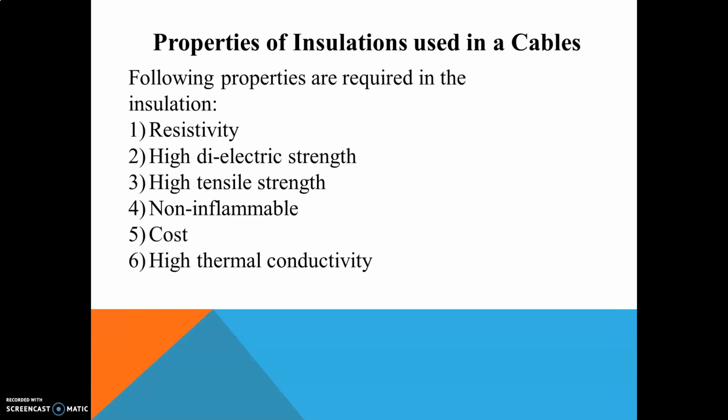Next is properties of insulation used in cable. The following properties are required in the insulation. First one is resistivity. It should be as high as possible to avoid leakage current. Second is dielectric strength. The dielectric strength should be high. This avoids the electrical breakdown of cable.